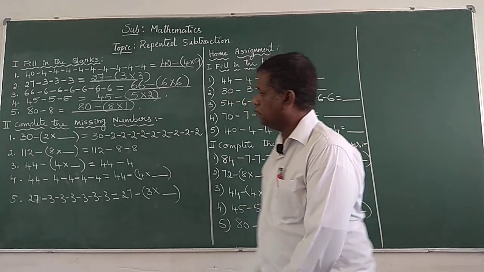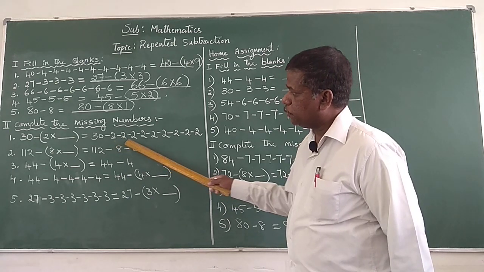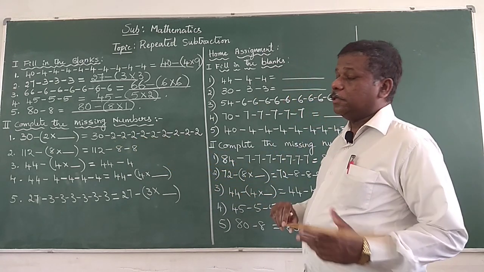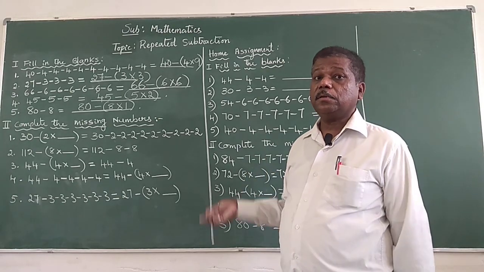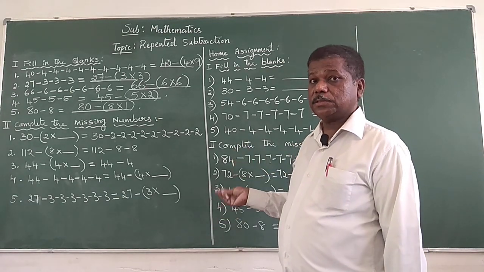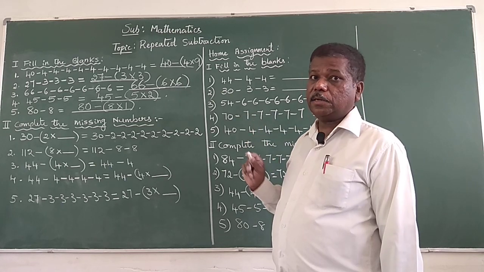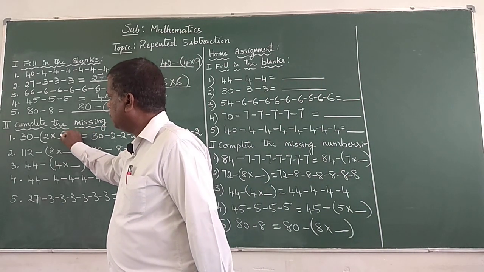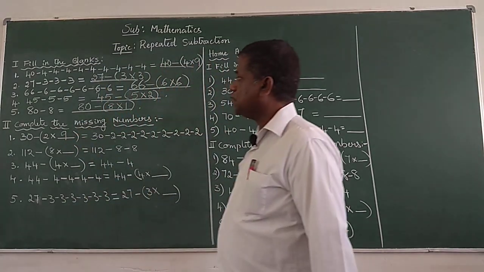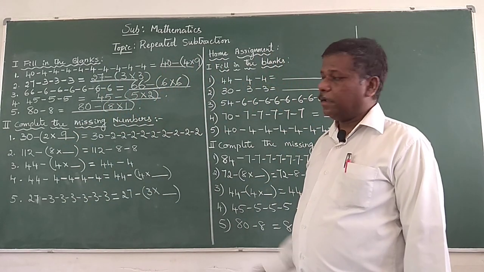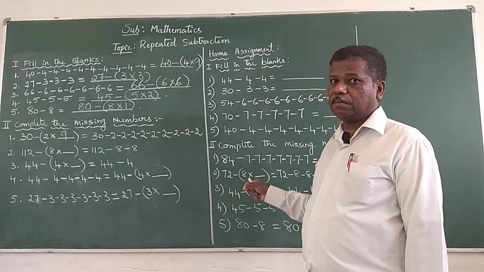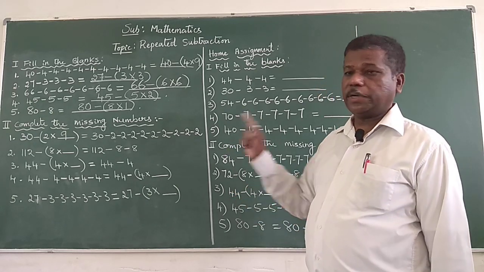1, 2, see here, 1, 2, 3, 4, 5, 6, 7, 8, 9. So, 2 is repeatedly subtracted 9 times from 30. So let us write here, that is the missing number: 2 is repeatedly subtracted 9 times from the number 30.